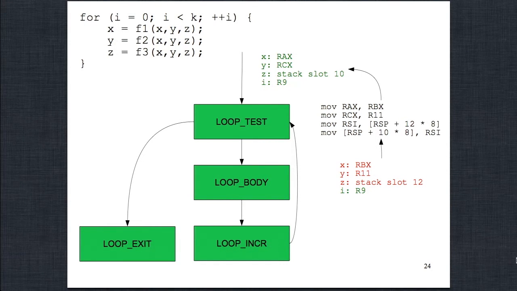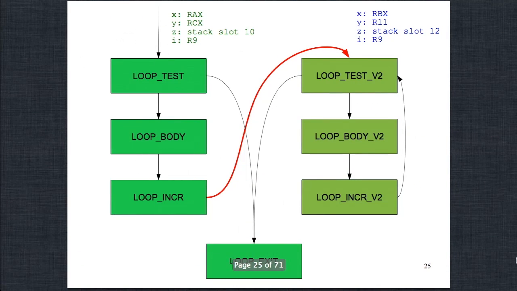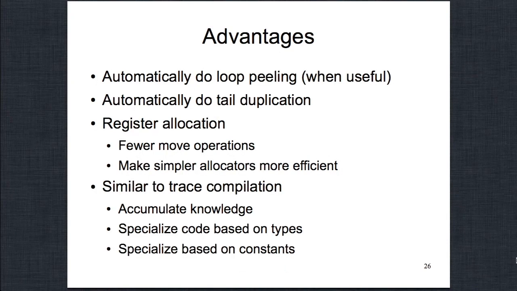But what if instead you could compile a second version of your loop body and your loop test? Basically you compile a new version that works with the new register assignments, and you don't bother doing move operations. So the idea here is that we would create versions of the loop until we reach a fixed point where the register assignment at the end is going to match the register assignment at the beginning. So the advantage would be that we're automatically doing a little bit of loop peeling and tail duplication when useful. We're having fewer move operations, and we can make simpler register allocators more efficient.